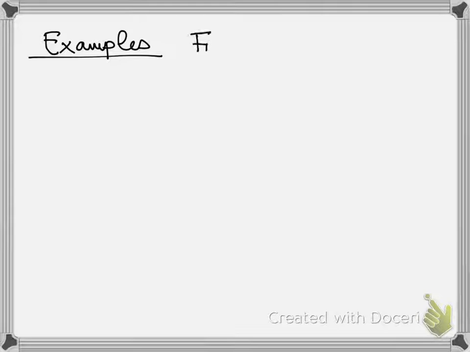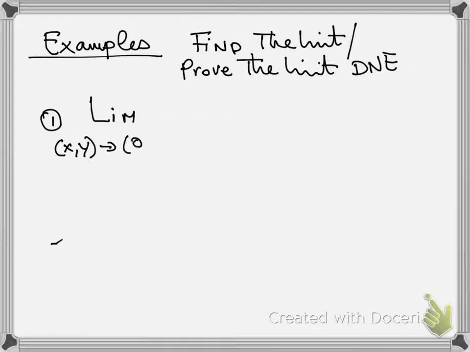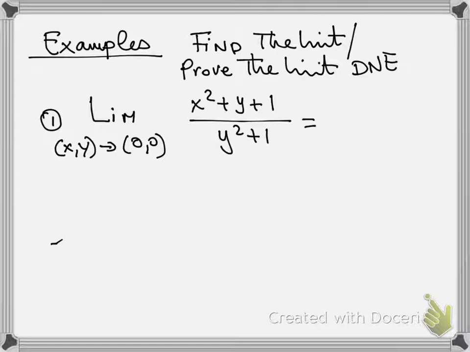Let's say you want to find a limit, or you have to prove that the limit does not exist. Okay. So first example, let's say we want to compute the limit as (x, y) approaches (0, 0) of (x squared plus y plus 1) over (y squared plus 1). So what will be the limit here?